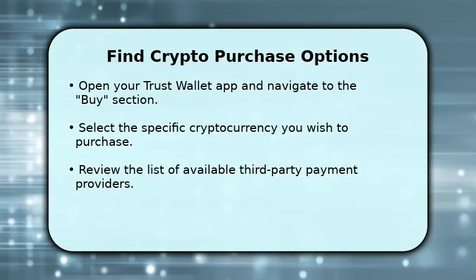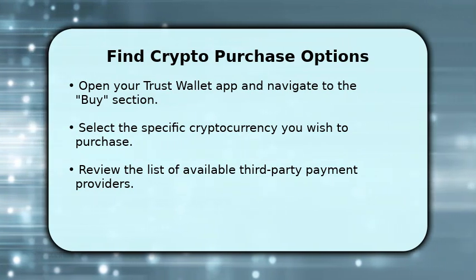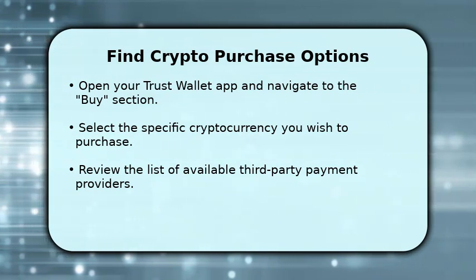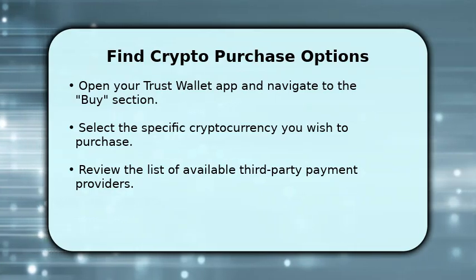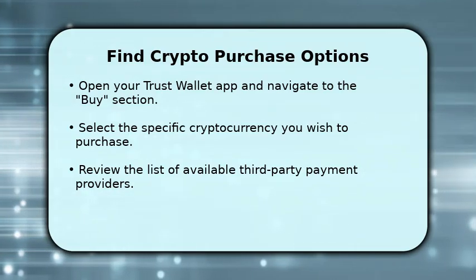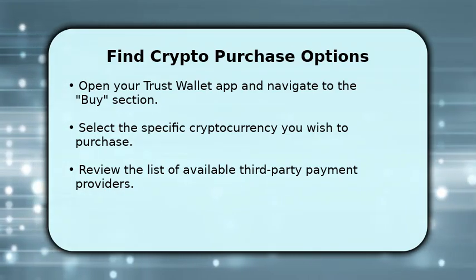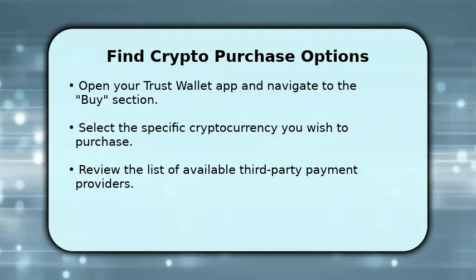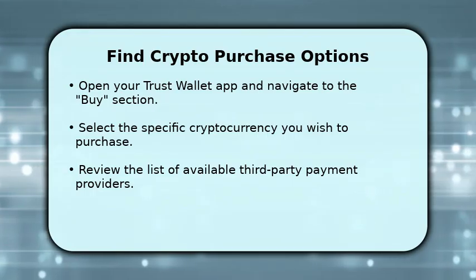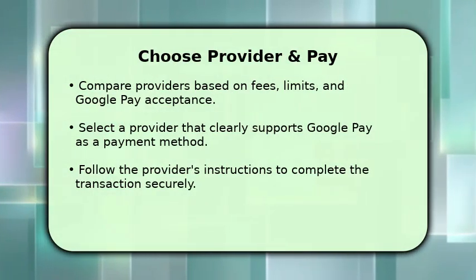First, open your Trust Wallet application on your mobile device. On the main screen, you'll typically find a Buy button or similar option. Tap this to proceed. Next, you'll need to select the specific cryptocurrency you intend to purchase, such as Bitcoin or Ethereum. After choosing your asset, Trust Wallet will present you with a list of various third-party providers that facilitate these transactions.